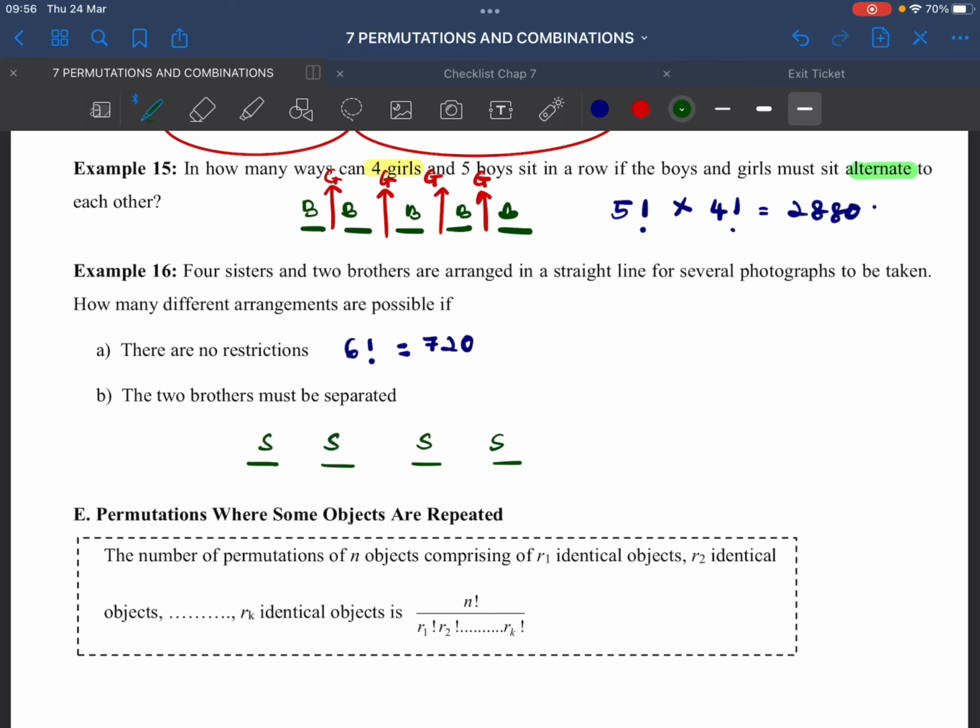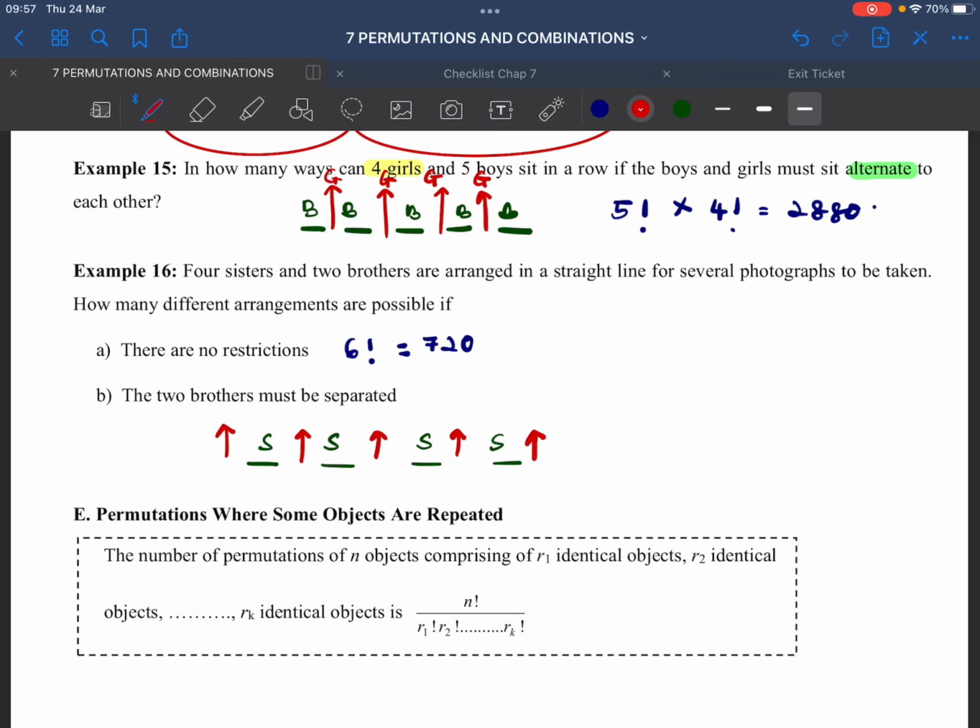Sisters. Okay. So the two brothers must be separated, which means dia tak boleh lah duduk sekali kat sini. So dia akan kena duduk di antara lah. Okay, this is the space yang dia boleh duduk. The two brothers. Okay. So sebab tu saya cakap di celah tadi. So the brothers boleh duduk sini, boleh duduk sini, boleh duduk sini.